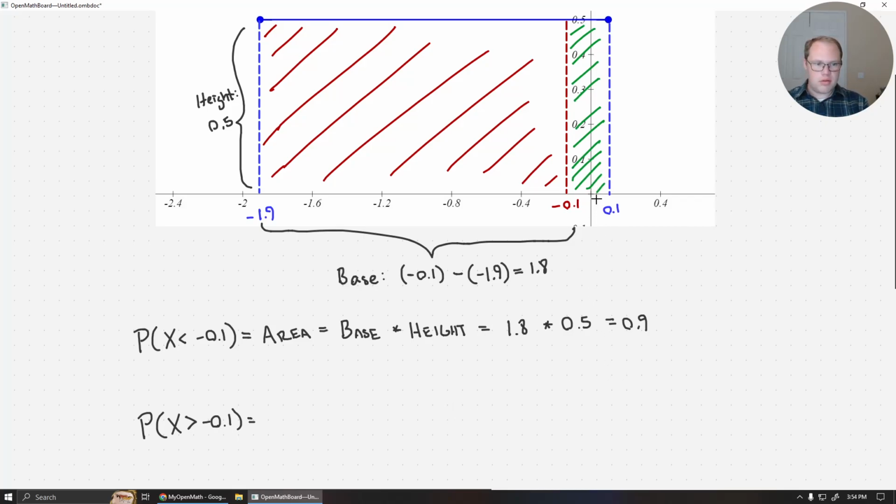So we again want to find the area, but we want the area of the region that corresponds to this interval, the part that's bigger than negative 0.1. In this case, that's this green shaded rectangle. So it's still a rectangle. We're still going to calculate it with base times height.